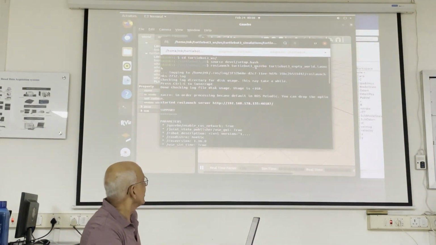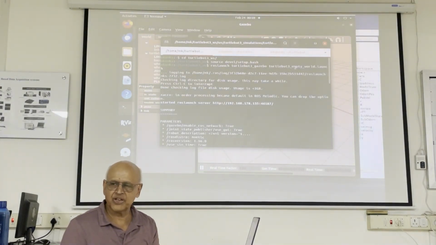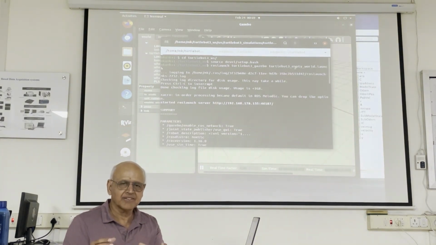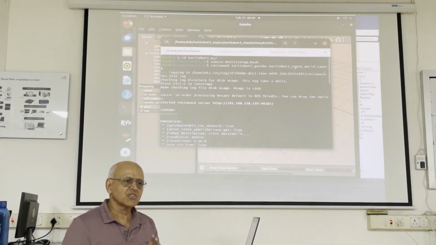Similarly, there are multiple launch files, right? We want the empty world, but there's already a house. Remember that there's a house you can launch, and there's also the Turtlebot. The environment looks like a turtle, so you can launch different things. So in that directory, you find many launch files. You can try launching them.